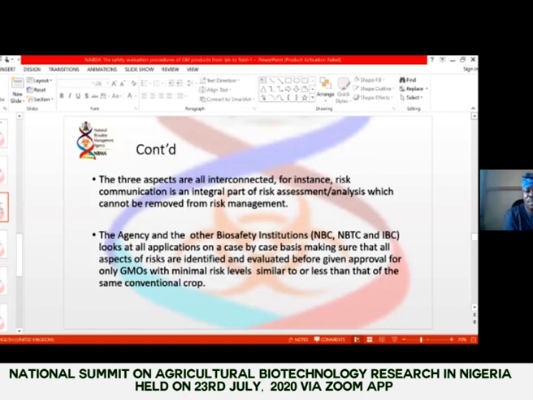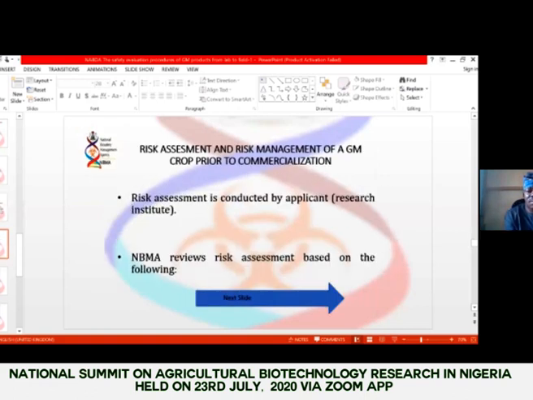Risk assessment and risk management of genetically modified crops prior to commercialization. Risk assessment is conducted by applicants. Basically, the applicant conducts the risk assessment. It is the risk assessment report and risk management report that are submitted along with the dossier for the agency to look at. And while this is being looked at, we also look at various literature to ensure that the report that has been submitted is in line with the scientific processes.